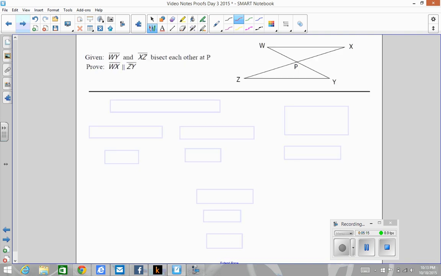All right, here's another one. I want you to prove this triangle's congruent first, and then I'll finish up the proof. All right, so we got WY and XZ bisect each other. So that means we're going to have a congruent piece here, a congruent piece here.